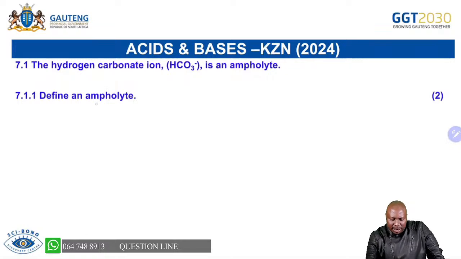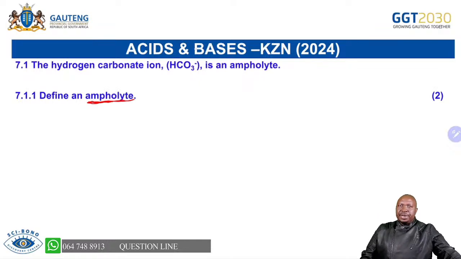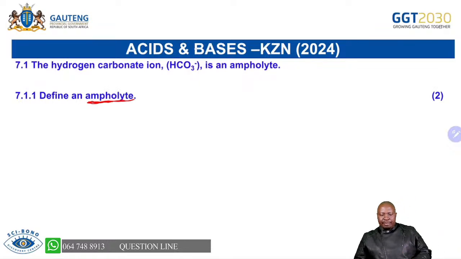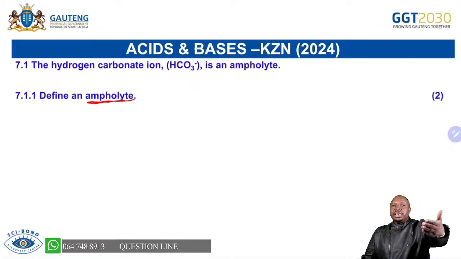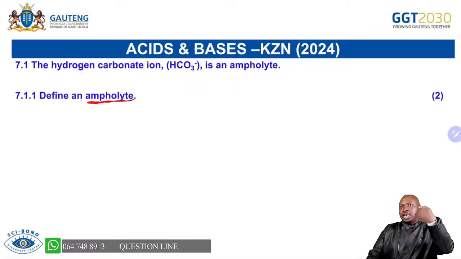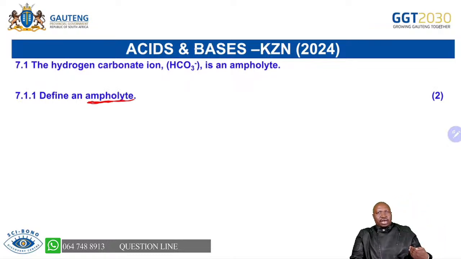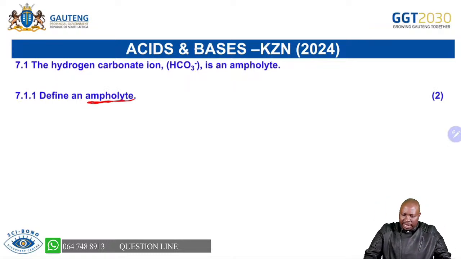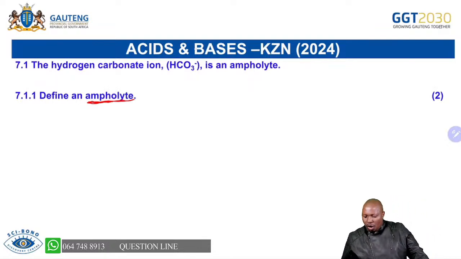So what is an ampholyte? We are saying this substance can act as an acid or a base. It means it can donate a proton or it can gain a proton. It can do both. It can be a proton donor and it can be a proton acceptor. I'm hoping that you get that correct, that it is an ampholyte because it can act as an acid or a base.